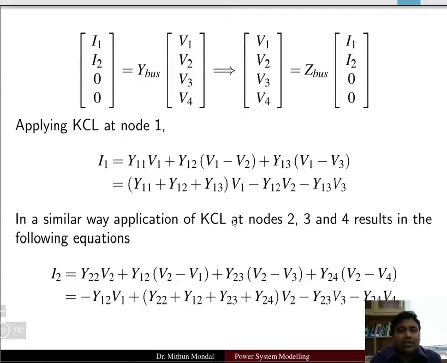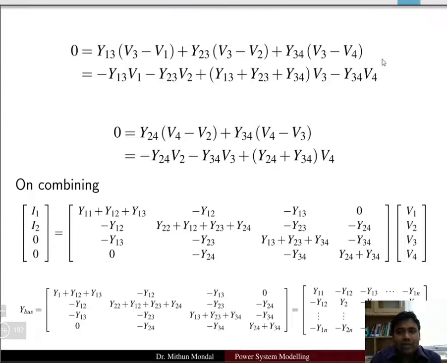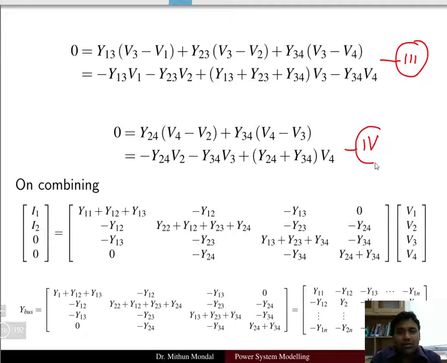Once it is converted to the admittance circuit, we can write the equations in terms of current equal to Y bus into voltage. The voltage we can get as a reciprocal in terms of Z bus. KCL at nodes 1, 2, 3 and 4 will give you the equations. This will be the first equation, KCL at node 1. This will be the second equation, KCL at node 2. Similarly, we can apply the KCL equation at node 3 and at node 4.